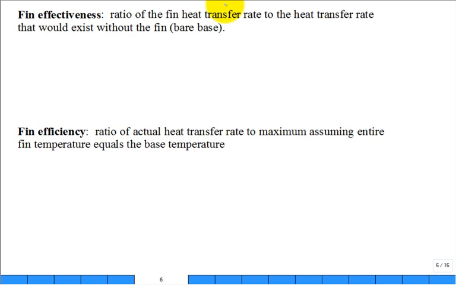All right, so we're in our last lecture on this chapter 3. We're talking about fin effectiveness, fin efficiency. So we were already introduced to the fin efficiency. Isn't that the symbol eta with the subscript F in the textbook? And what's it defined as?